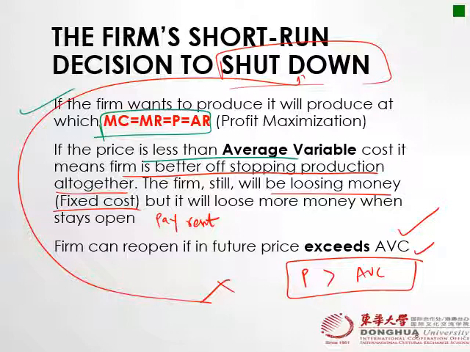But if the firm stays open, then it again has to bear this average variable cost loss as well. So the firm can reopen in the future if price exceeds average variable cost. If this is the condition, then we don't go for shutdown.